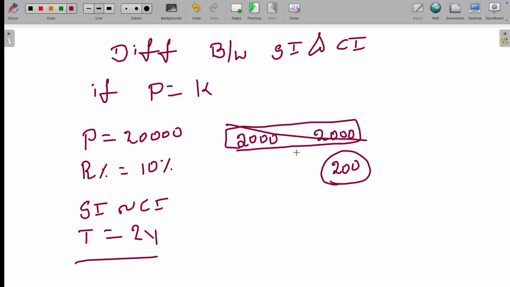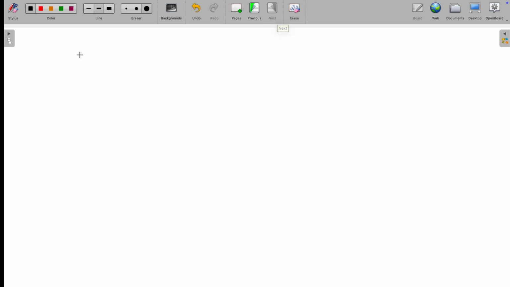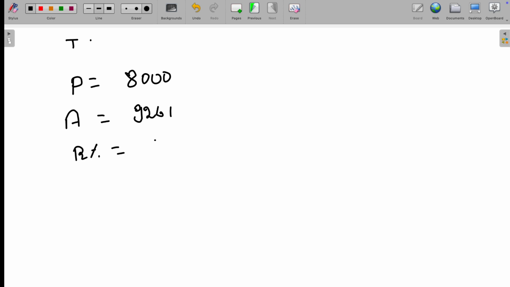Okay. Next, how to find out time? Next heading: how to find out the time. Sometimes they may ask to find out time. Time is equal to... suppose the question is like this. Principal is 8,000. Amount is 9261. Rate of interest is 5%. I want to find out time.